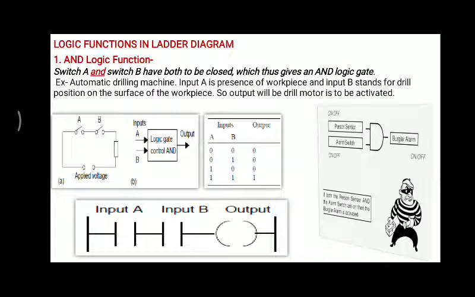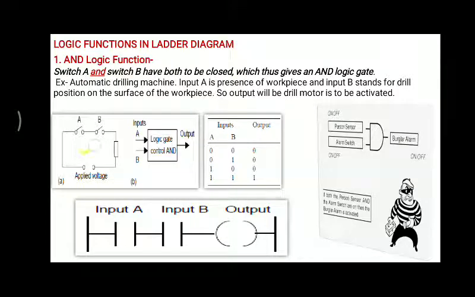In this, the first type of logic function is the AND logic function. What it says is, switch A and switch B have both to be closed, which thus gives an AND logic gate. So here you can see the first diagram.